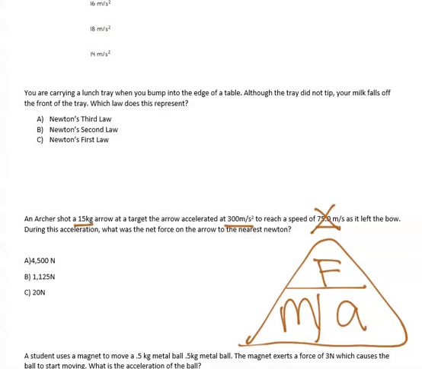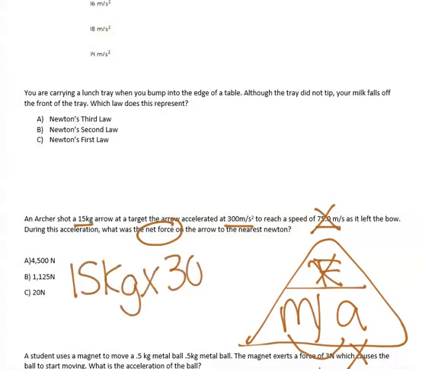So I'm going to go ahead and cross that out. It asks me to find net force. So when I look at my FMA triangle, I have mass right next to acceleration, so I'm going to multiply. So I get 15 kilograms times 300 meters per second squared, and that is going to equal, when I use my calculator, 4,500.